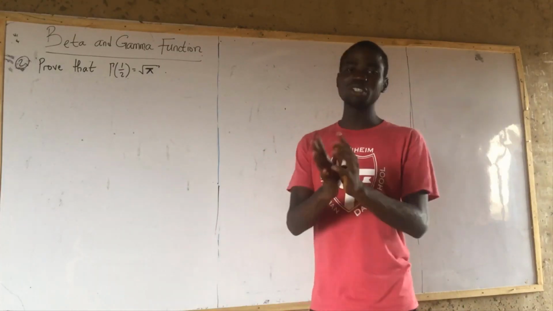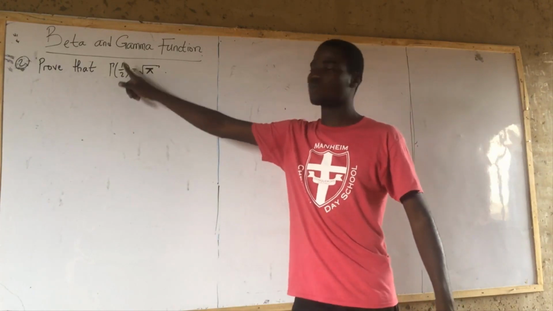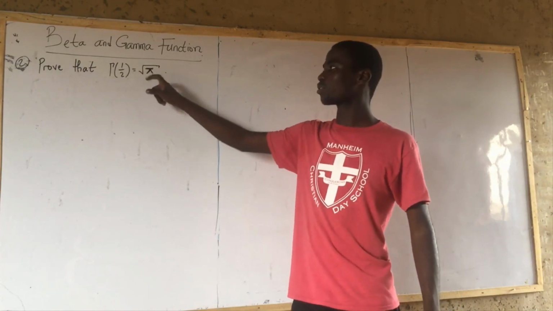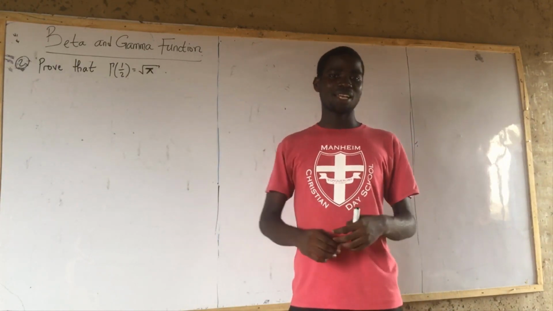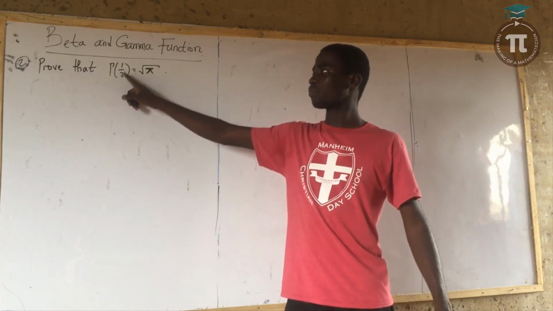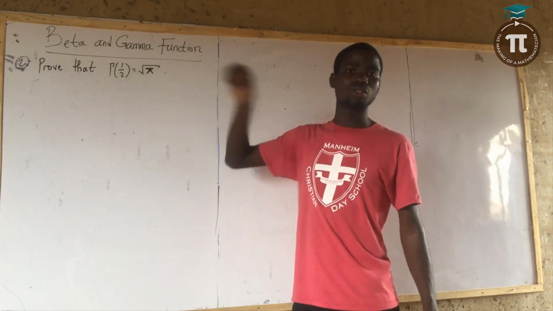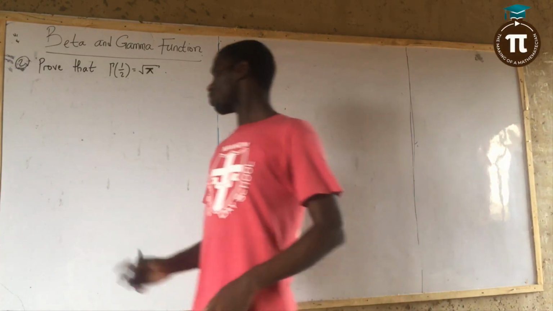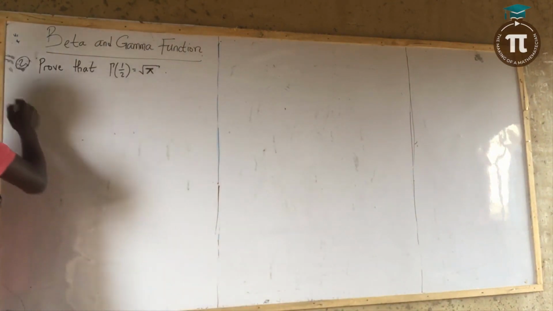So now we want to start with the proof that gamma of 1/2 is equal to the square root of pi. We want to prove this: gamma of 1/2 is equal to root pi. So this is what we have to prove.